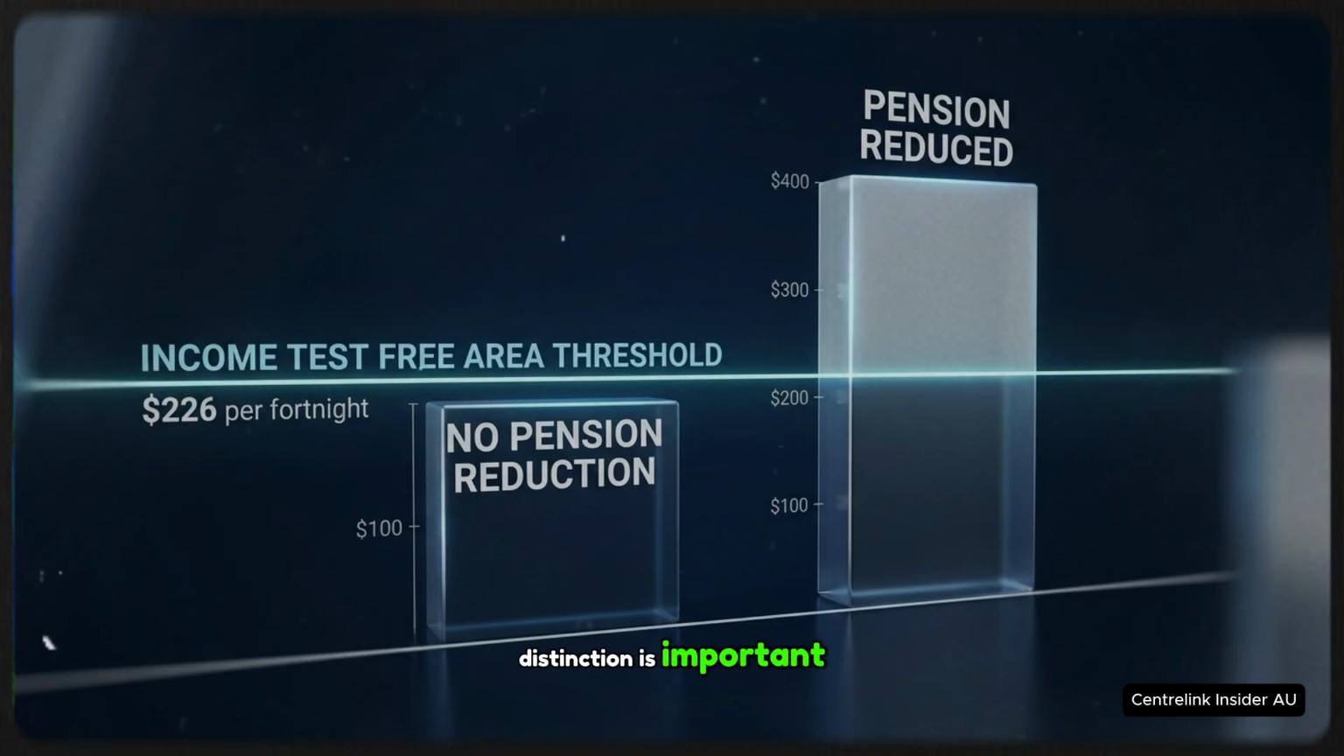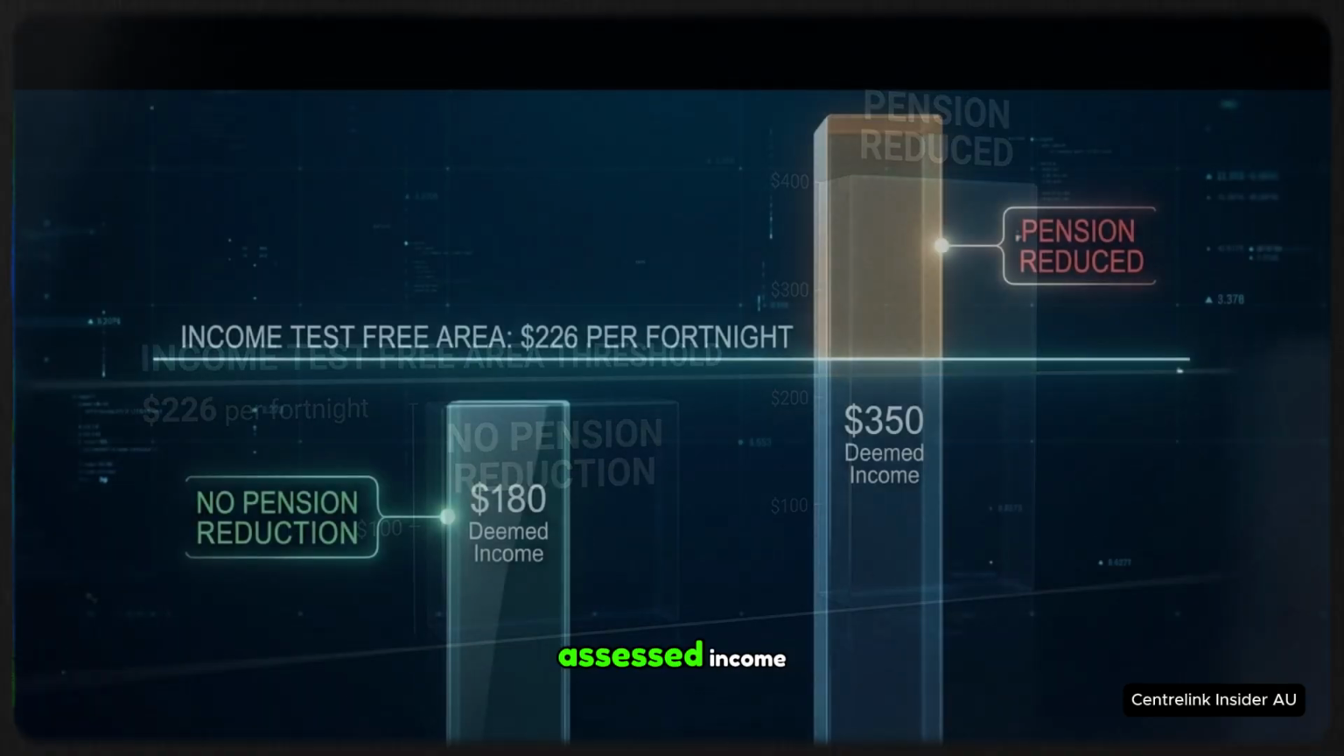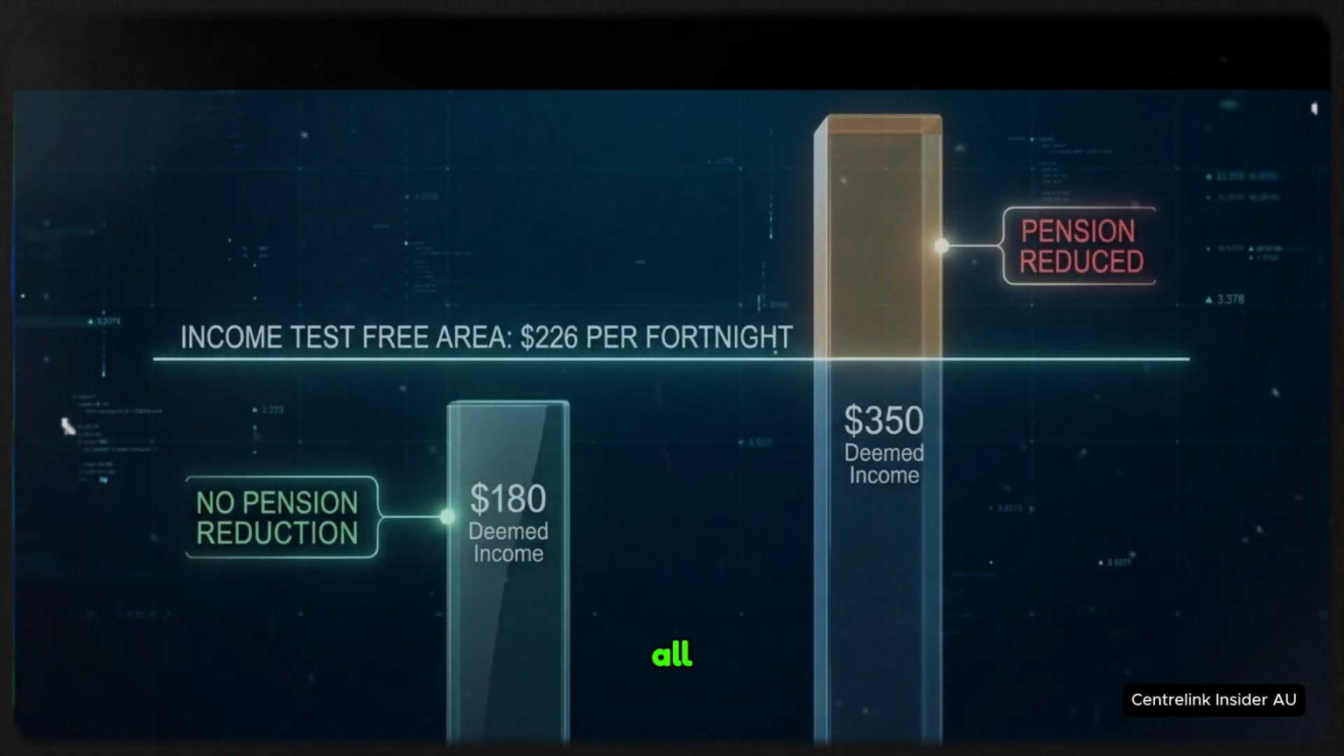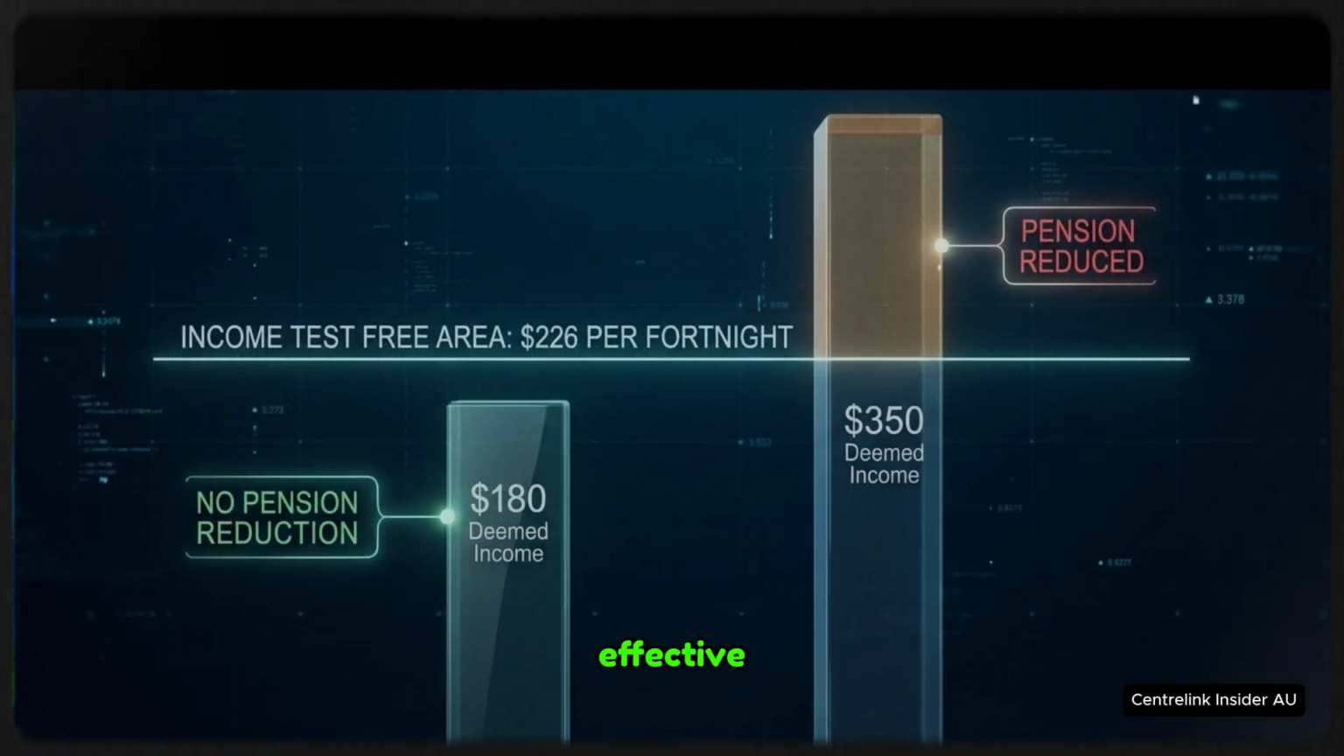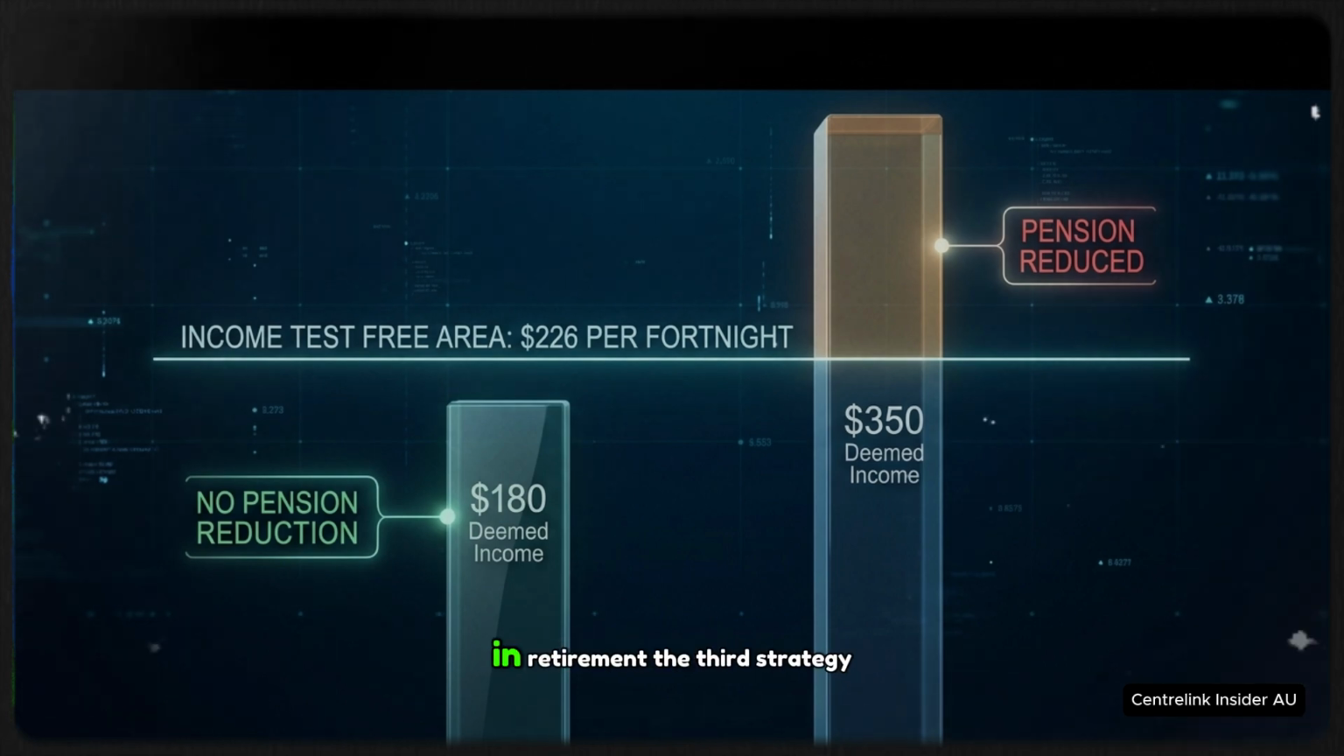This distinction is important because it means the income test and assets test treat different asset types differently, and understanding which types of assets generate deemed income versus actual assessed income versus no income assessment at all is the foundation of any effective financial structuring strategy in retirement.